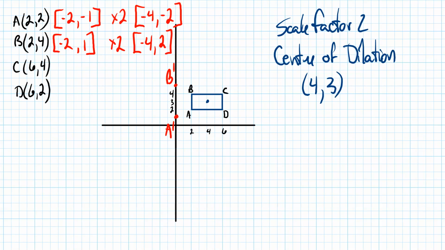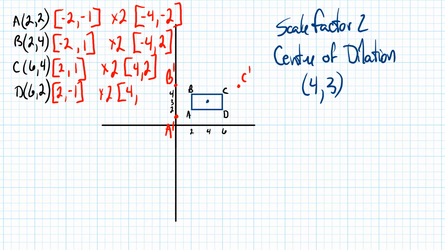Same process for C. Starting from the center of dilation, we go right 2 and up 1. Multiplying that times 2, we get 4, 2. So we go over 4 and up 2. There is our C prime. And finally for D, we can see that we go to the right 2 and then down 1. So that's a positive 2 and a negative 1. Multiplying those times 2, we have 4, negative 2. So that means we go over 4 and down 2. And that's our location of D prime.